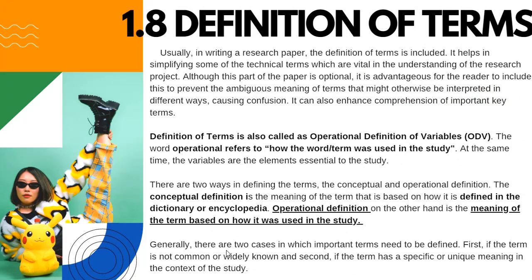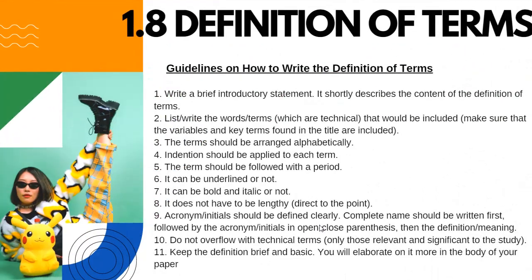1.8 Definition of terms, also called operational definition of variables. The word operational refers to how the word or term was used in the study. So even if you have a conceptual definition from the dictionary, operational is what the term means based on how you use it. That is why it is encouraged to use the operational definition. Okay, so guidelines, just read that.